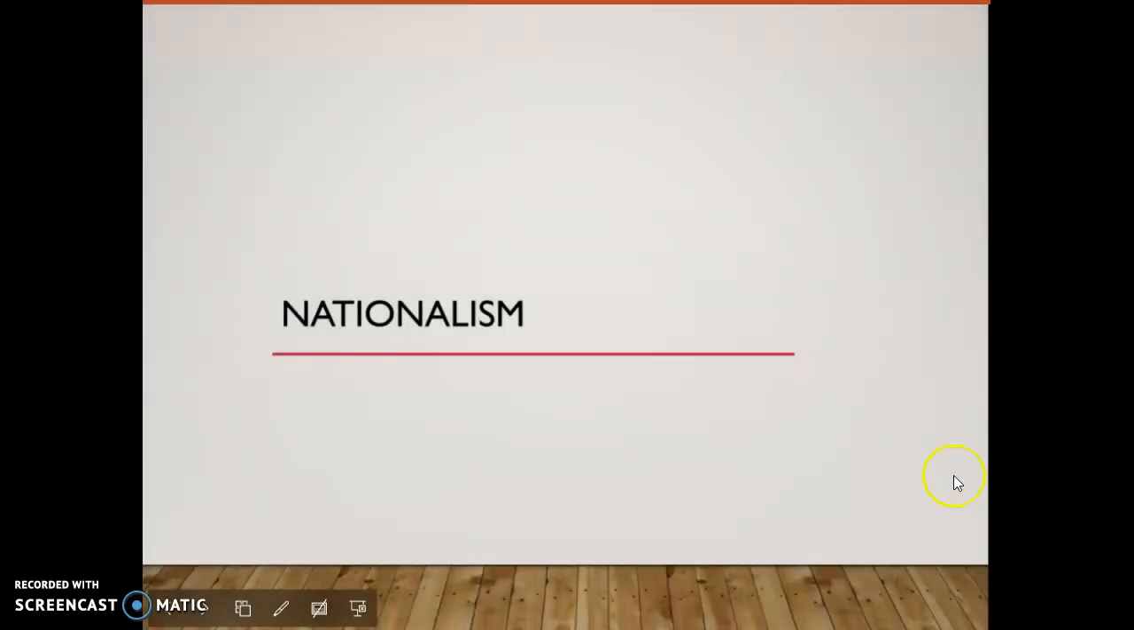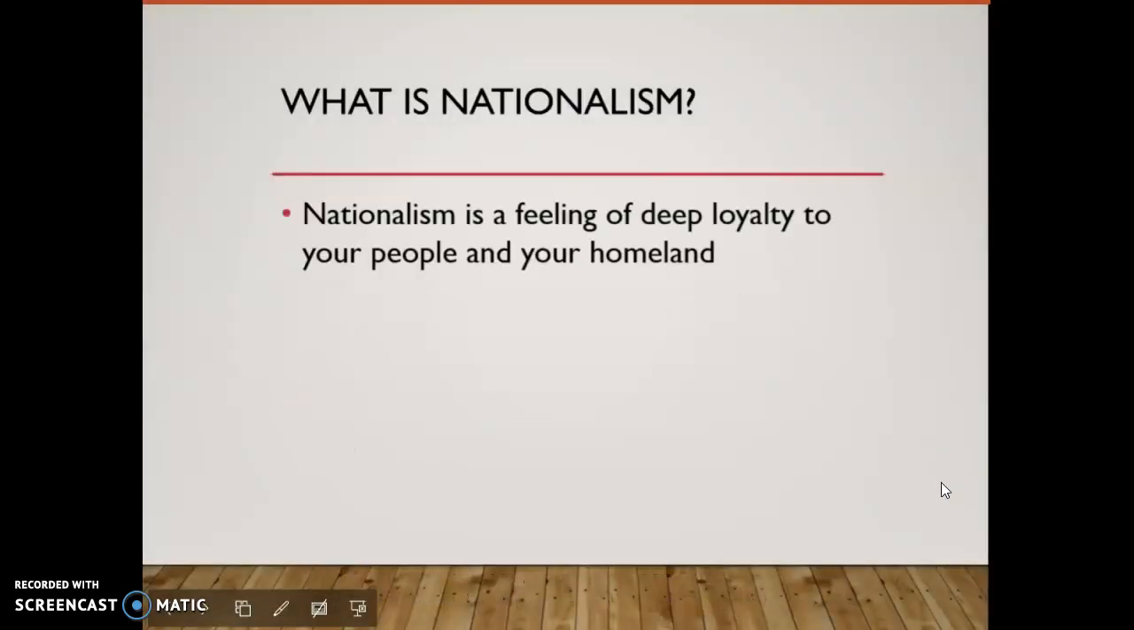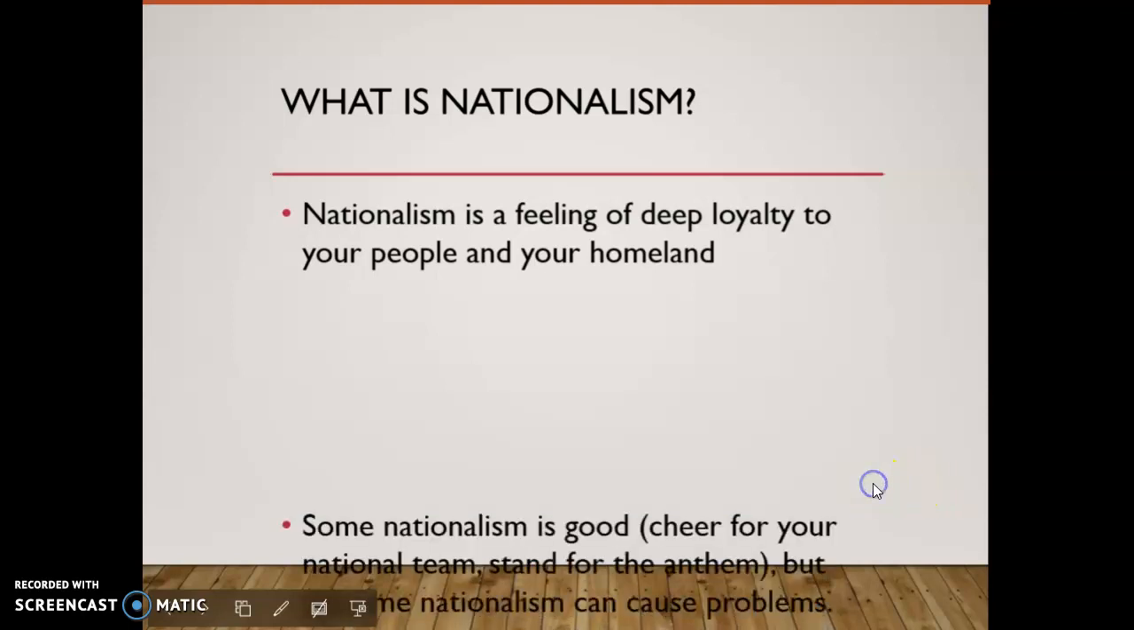And finally, we have nationalism. So how did nationalism cause the war? Well, first of all, what is nationalism? Nationalism is that feeling of great pride in your country. It's like being proud to be Canadian, being proud to be part of this country, being proud of your homeland.